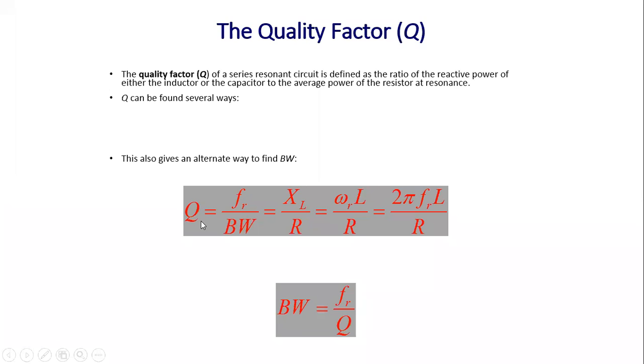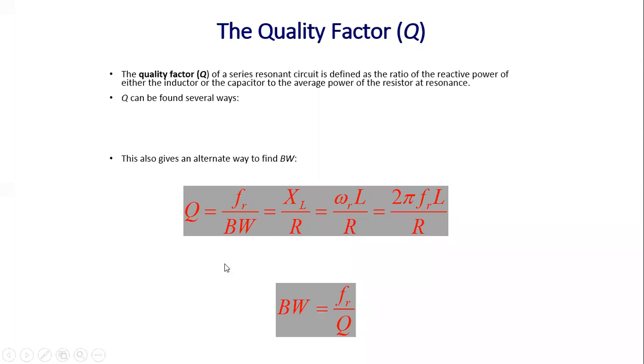So here the reactive power, the inductive power, is nothing but XL divided by R, and what is my XL? That is omega L divided by R. What is my omega? 2 pi f, so 2 pi fL divided by R. Here we need to take care about which particular frequency we are using, that is nothing but the resonance frequency.